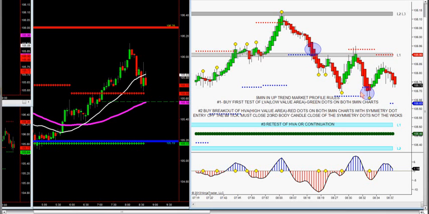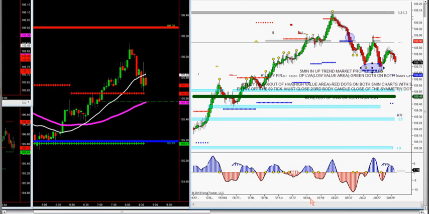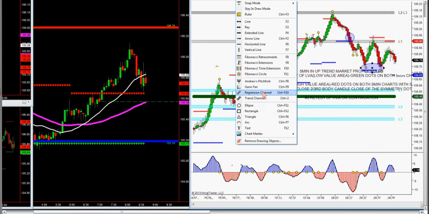Now, what you do is you scale, right? You scale using my symmetry dots. My symmetry dots are used for the number 2 trade to buy the breakout of HVA. Now, the number 2 trade with a breakout, this is a rejection breakout.